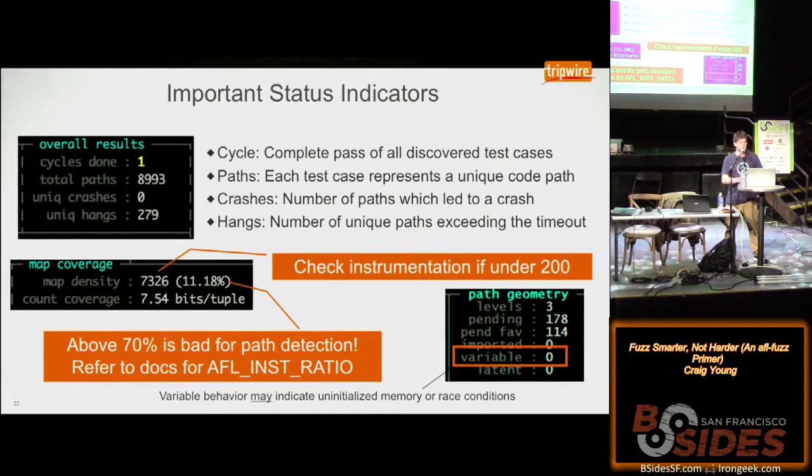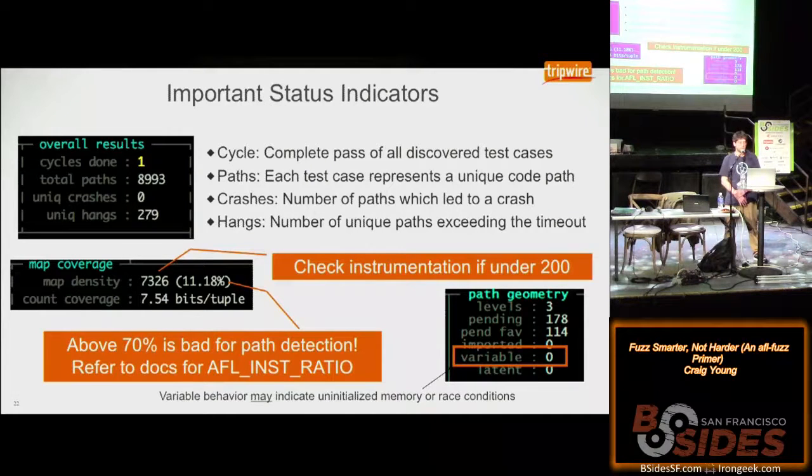Another important thing to look at on the status screen is the map coverage. This is an indicator of how your fuzzing bitmaps are filling up. And if you see that this first number there, that's 7326 on the screen, drops below 200, or if it is below 200, this probably indicates that you didn't instrument enough stuff, or you're not fuzzing what you think you're fuzzing. So you should probably Control-C and check your bases again.